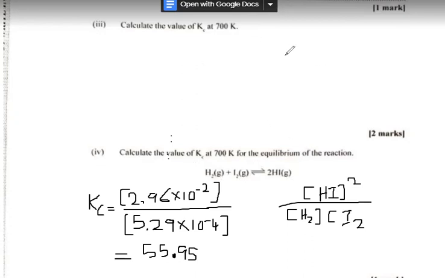So this was it for equilibrium in the 2021 paper. Have any question? Leave it in the comment section. Again, Kc does not have a unit, they cancel each other out.